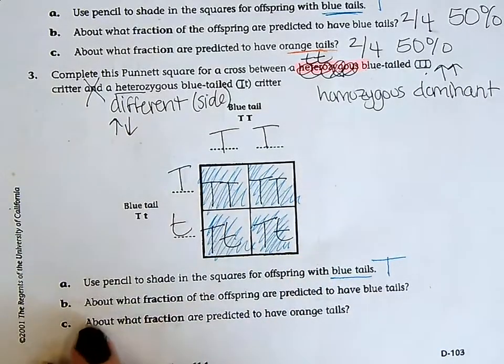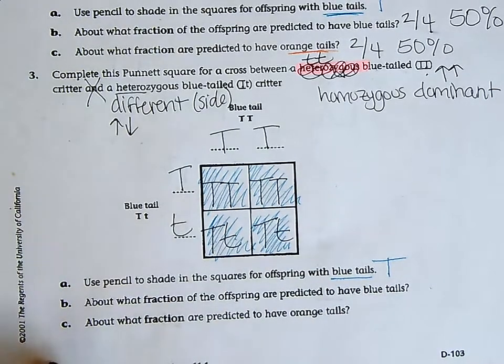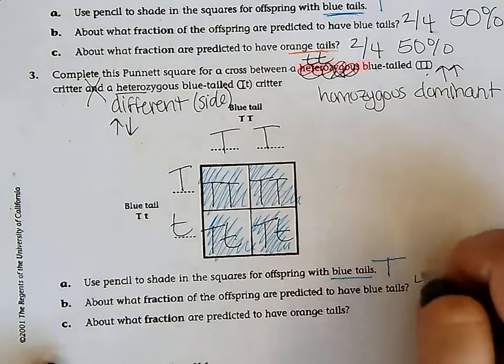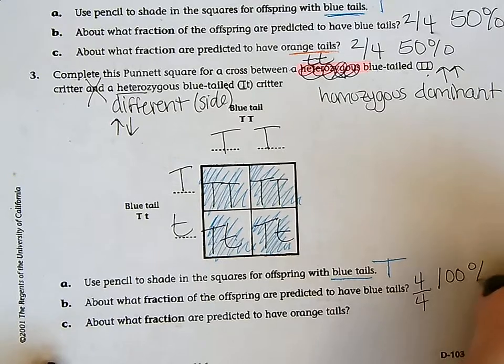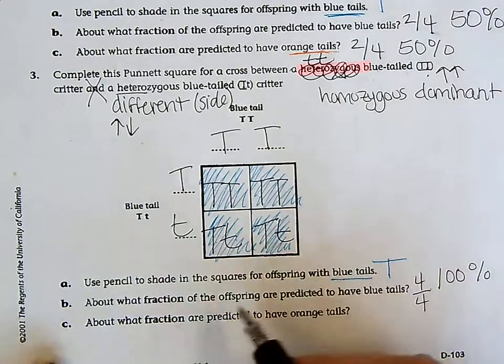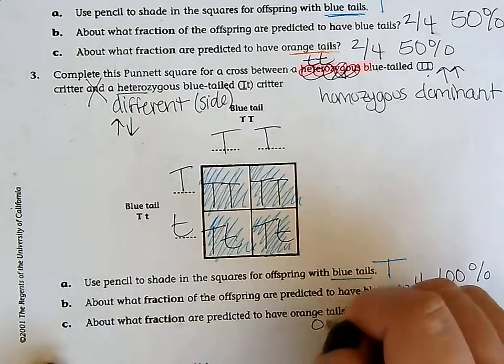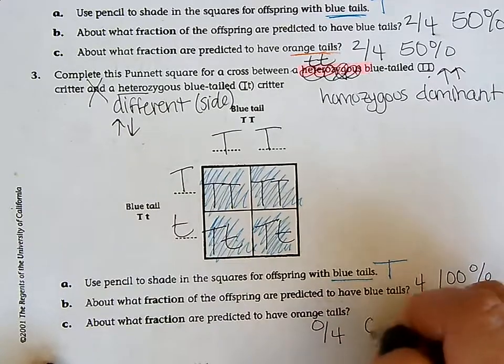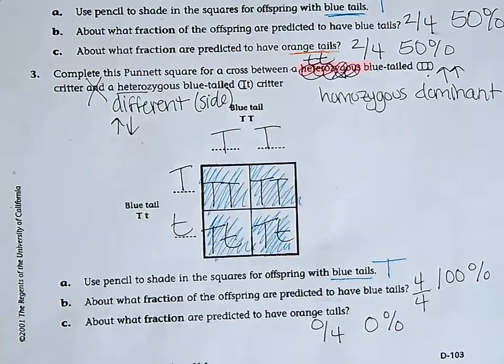So what fraction of the offspring would be predicted to be blue tails? Well, technically all of them. So that'd be 4 out of 4, which some of you would be like, well, that's a whole or 1. Well, then that would be 100%. So what fraction would be predicted to be orange tails? Well, we don't have any in this one, which can happen. So that'd be 0 out of 4, or 0%. Yes, on some of these you can get 0%. All right, y'all, so we're going to start diving into some Punnett squares.